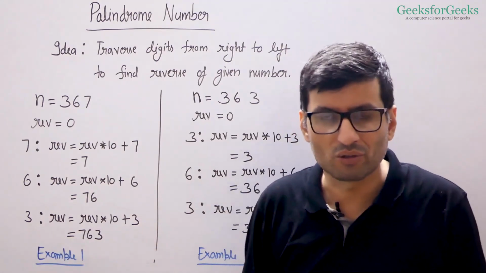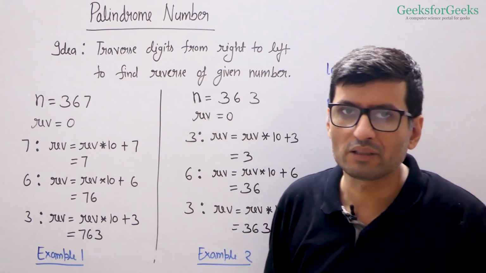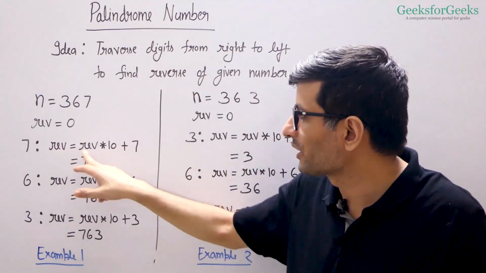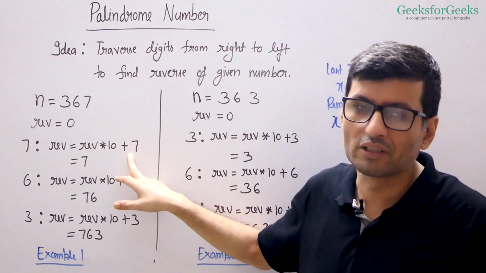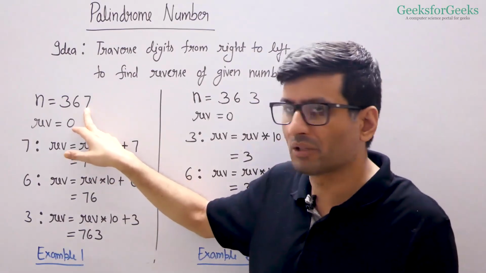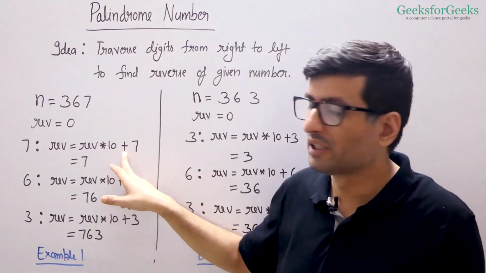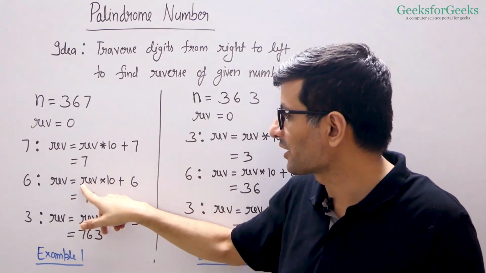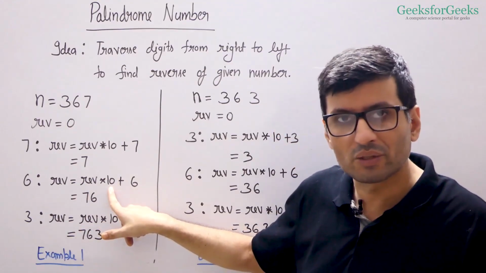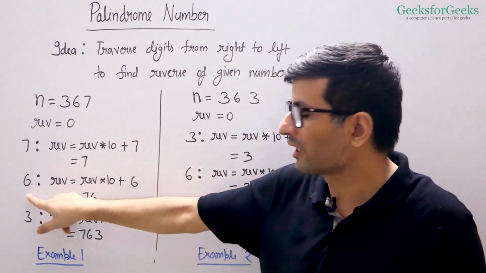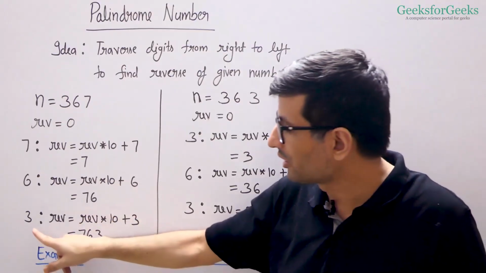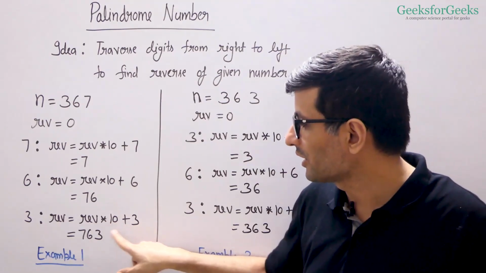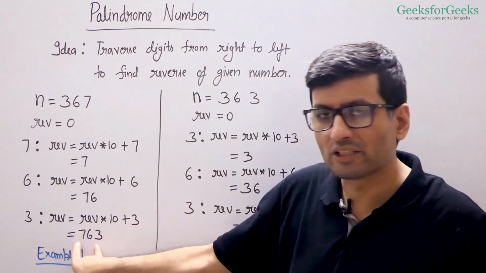Now, I can traverse all the digits. How do I find the reverse of a given number? I'll initialize the reverse as 0, and in every iteration I'll do reverse equal to reverse * 10 + the last digit. For example, the current last digit is 7, then I'll add 7. This way I'll get the reverse first as 7, and in the next iteration I'll get 7 * 10, which is 70, plus 6, the current last digit, right? I'll get 76. In the third iteration, I'll do 76 * 10, 760 plus 3, 763. So I'll get the reverse of the number.